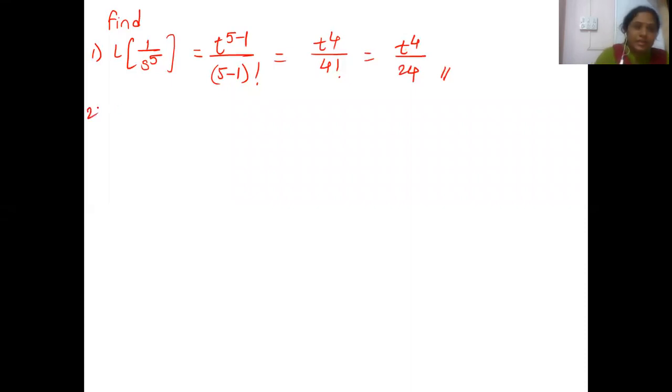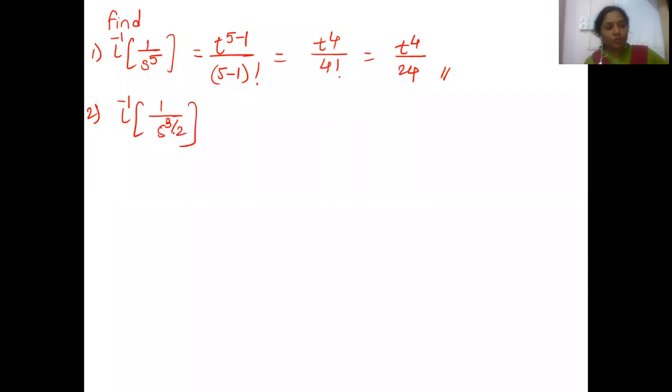Next question. Find Laplace inverse. Now it is inverse, please pay attention. If it is in s, it is inverse. If it is in t, it is Laplace of t. Laplace inverse of s. Okay, the next question: 1 upon s raised to 3 by 2.